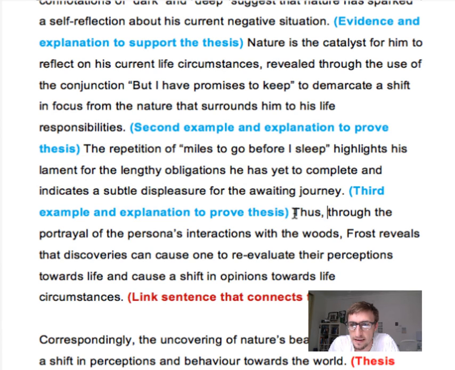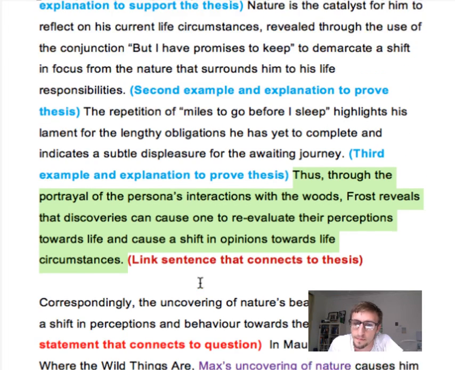And then finally, a link sentence that uses a nice text connective that tries to sum it all up and basically say to the audience that based on all that I've said, this is how my thesis has actually been proven. And we're talking now about the thesis in the essay.